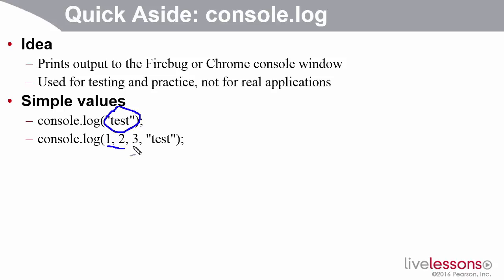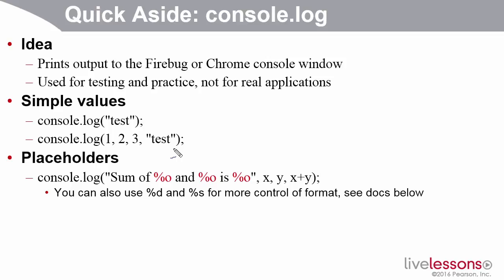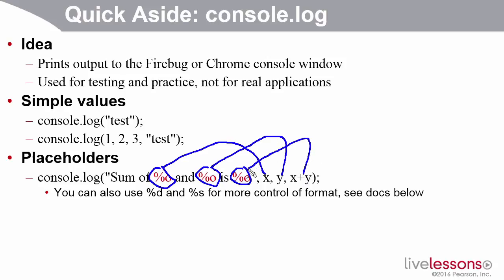If you supply multiple values, it just outputs all of them separated by spaces. So it'll output a 1, and then a 2, and then a 3, and then the string test, all in the same line. The most important or most valuable use of console.log is with placeholders. So you have this funny little placeholder, %o. It's a lowercase o. And if you have 3 placeholders, then you should have 3 values. And the value that comes after the string gets put into that one. The value that comes second after it, the value that comes third after it.